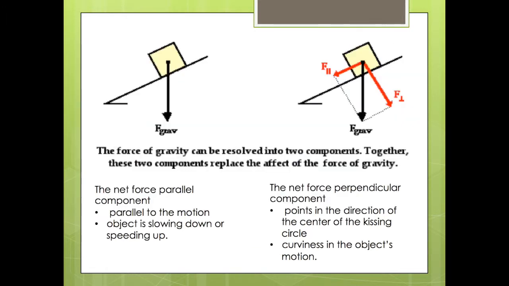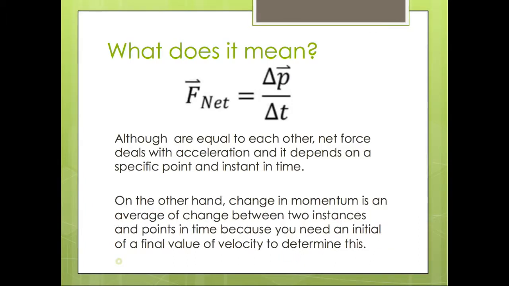All gravitational forces can be resolved in two components. Thus, the net force can also be resolved into two components. The Fnet parallel component points parallel to the direction of the motion and shows that the object is slowing down or speeding up. The Fnet perpendicular component points in the direction of the center of the Kissing circle that fits the motion at that time, and it shows the curviness in the object's motion.